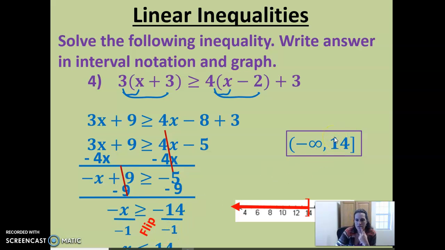And our interval notation, we said we start at negative infinity. We always do a parenthesis there because you can't include it. And then we will stop it at 14. And we did a bracket on the 14 because of the or equal to.